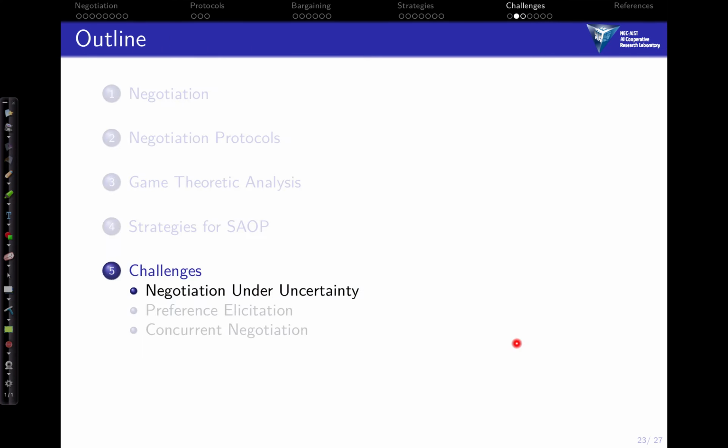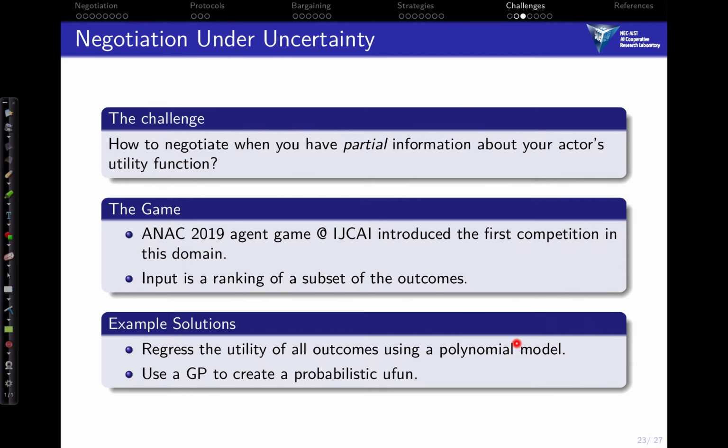Okay. Some of the current challenges in automated negotiations are negotiation under uncertainty, preference elicitation, and concurrent negotiation. So in negotiation under uncertainty, the challenge is how to negotiate when you have just partial information about your own utility function. Until now, we were assuming that we know our own utility function, but what if my knowledge about my utility function is not perfect? This was actually the game that ran in the ANAC competition 2019 main league.